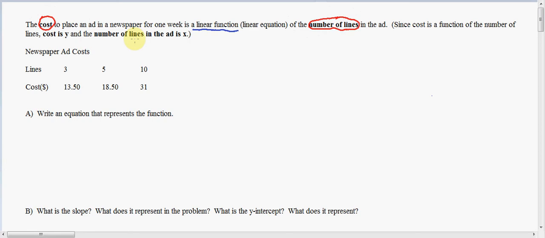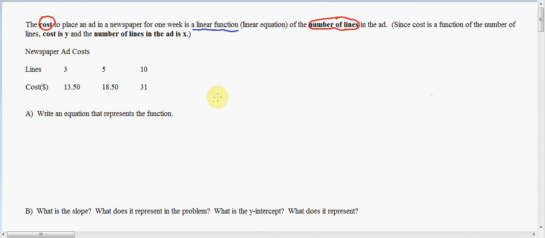Alright, so we want to write an equation here that represents this situation where we're possibly putting an ad in the newspaper. So we can see in our chart that for three lines in the newspaper, it would cost us $13.50. If we had an ad that was 5 lines long, it would be $18.50, and if we had one that was 10 lines long, it would be $31.